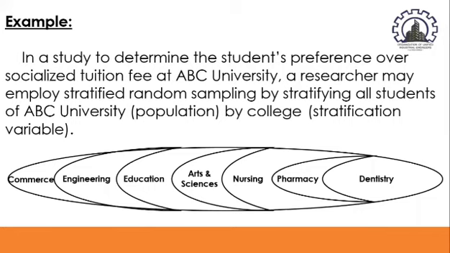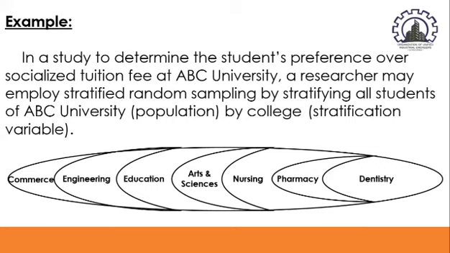Now, in order for us to better understand stratified random sampling, let me give you an example. In a study to determine the students' preference over socialized tuition fee at ABC University, a researcher may employ stratified random sampling by stratifying all students of ABC University, which is the population, by colleges, or stratification variables. So as you can notice, what we did here is that we stratified the population according to colleges. So we have the College of Commerce, College of Engineering, College of Education, College of Arts and Sciences, College of Nursing, College of Pharmacy, and College of Dentistry.